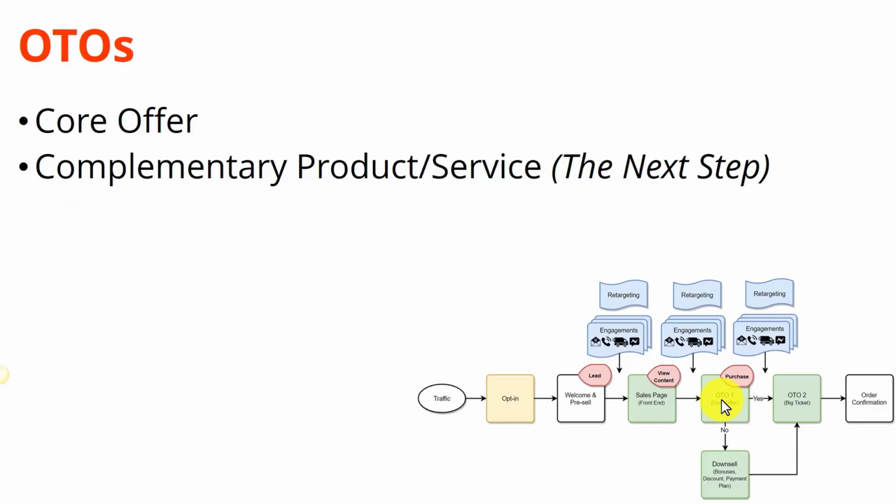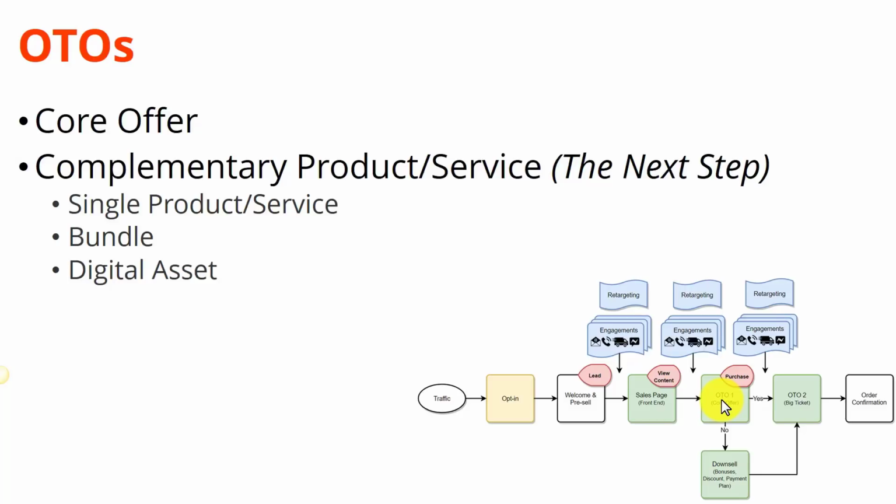And just some ideas of what you could sell as an OTO are a single product or service. So that's simple enough. You could bundle a bunch of different products together to create something of more value, so you could charge more money here. You could offer a digital asset, so maybe some training, a course, an ebook, something like that. Or you could offer like a continuity or subscription program here and start racking in some recurring payments. So you could have that as an OTO.